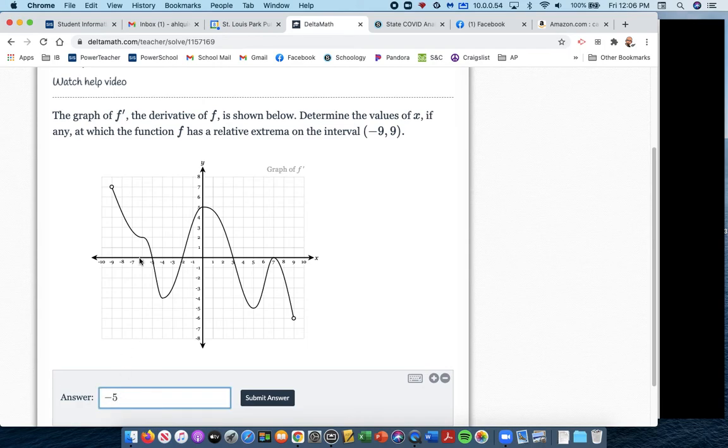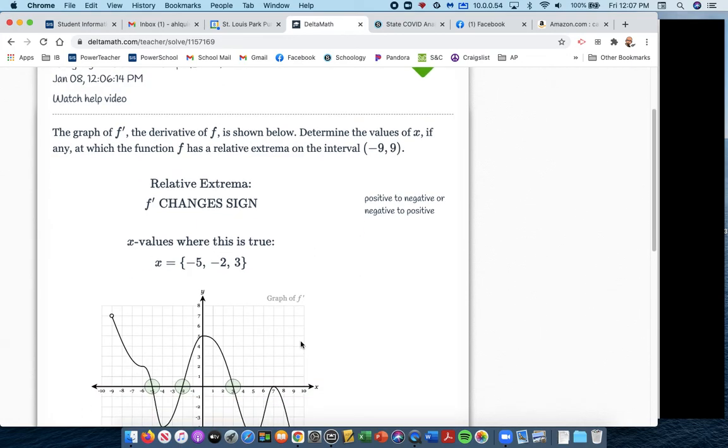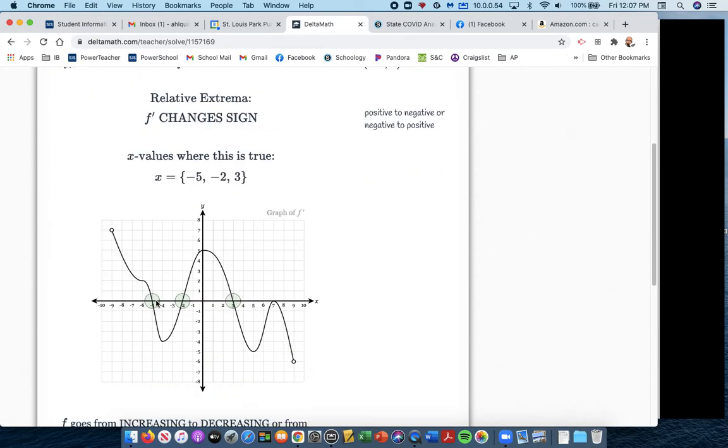Notice where they're going is where this graph is crossing the x-axis. -2 is another one. There's another one over here at 3. And finally, you go to 7, and you say, oh wait, 7 might be a critical number because the derivative is equal to 0. But it's not a relative extrema because it doesn't cross the axis. So this is a relative maximum, this is a relative minimum, this is a relative maximum on the graph of f, because this is the graph of f prime.